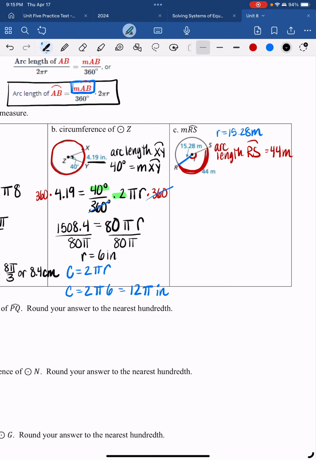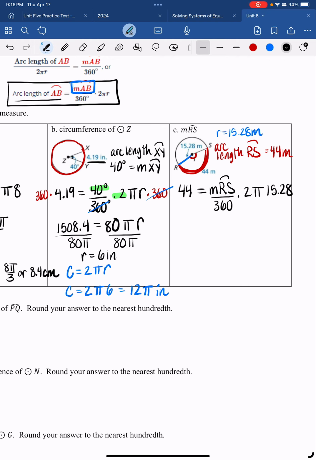So if we start using our arc length formula, the formula starts with arc length. So that arc length, that's our measurement of 44 meters. And that's going to be equal, I can get rid of the meters, 44 equals the measurement of our angle in degrees, so of our arc in degrees. So we don't know that, so I'm just going to put the measure of arc RS in degrees. I'm trying to find that. We're going to divide by 360, and then we're going to multiply by 2 pi times the radius of 15.28.